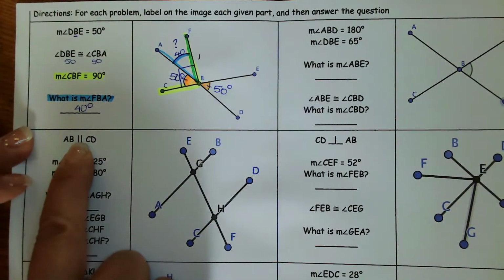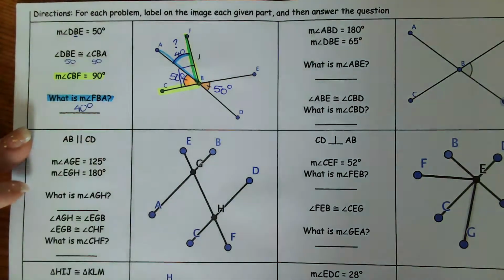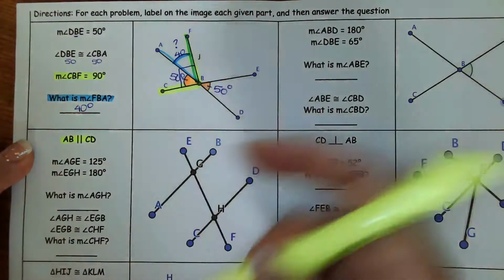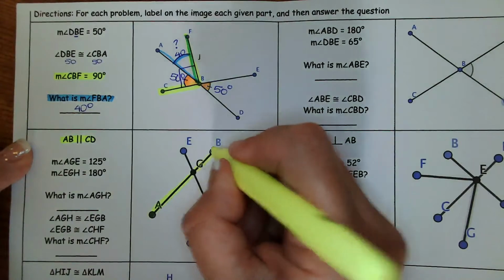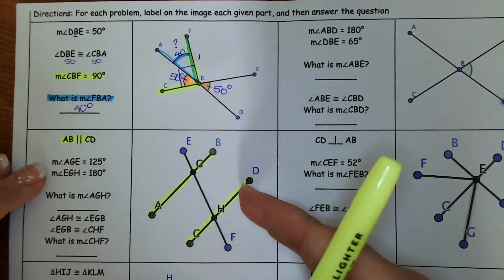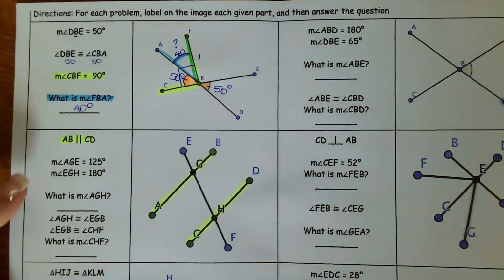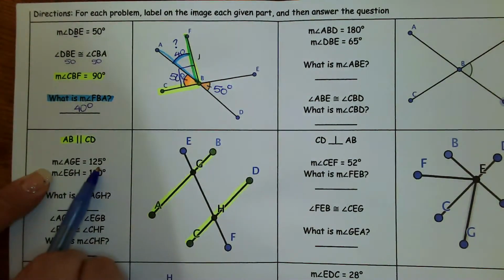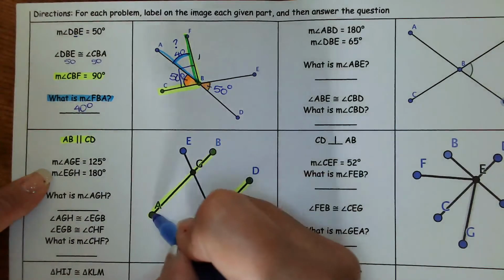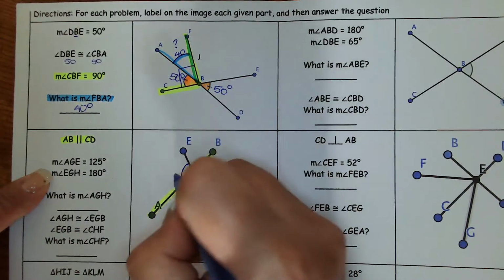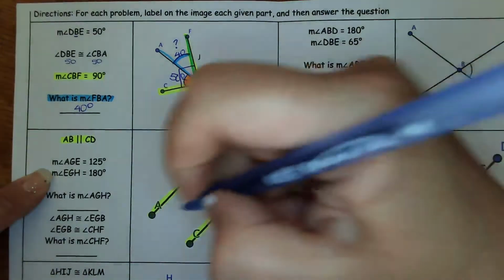AB is parallel to CD. So let's find this information. AB is parallel to CD. So we have those two parallel lines. Next, the measure of AGE is 125 degrees. So let's find it. AGE, here is the angle. The measure is 125 degrees.